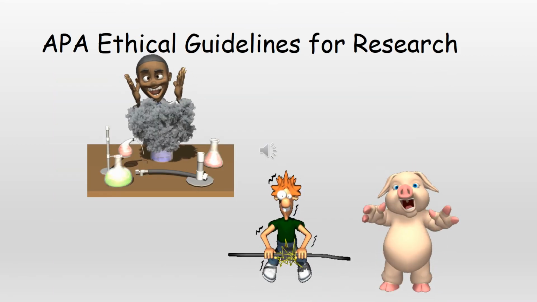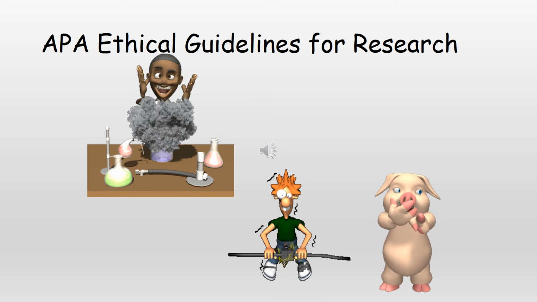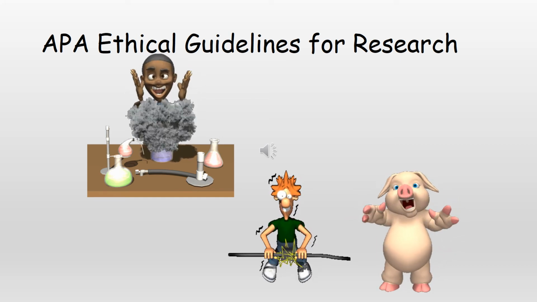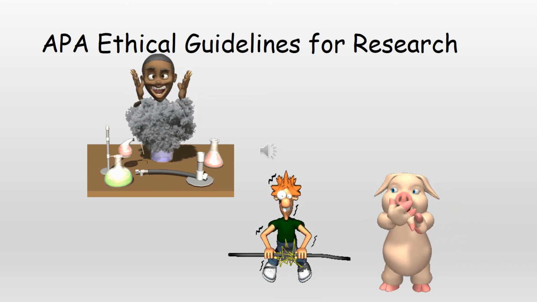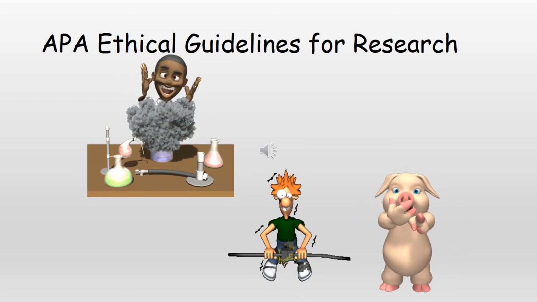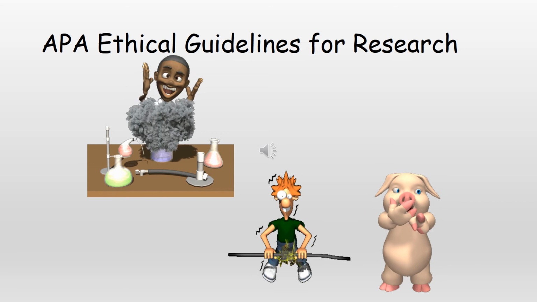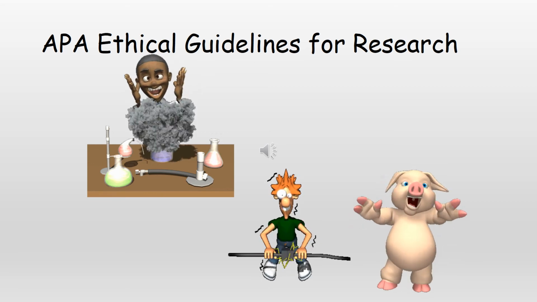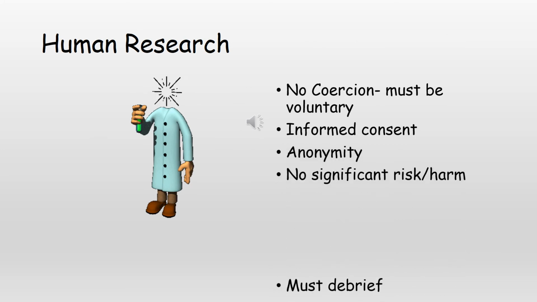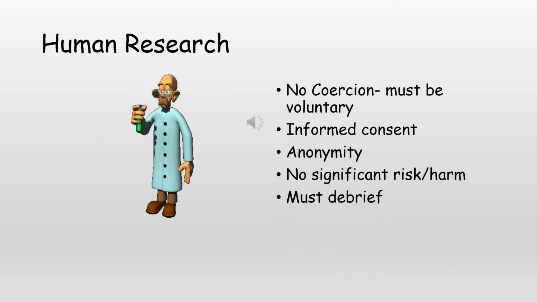And the next thing we're going to look at are the ethical guidelines for research. And these are outlined by the American Psychological Association. So for all research purposes, they must follow these guidelines that I'm going to go over. First of all, anyone who participates in a research study cannot be forced. It must be voluntary. You cannot force somebody to do that.